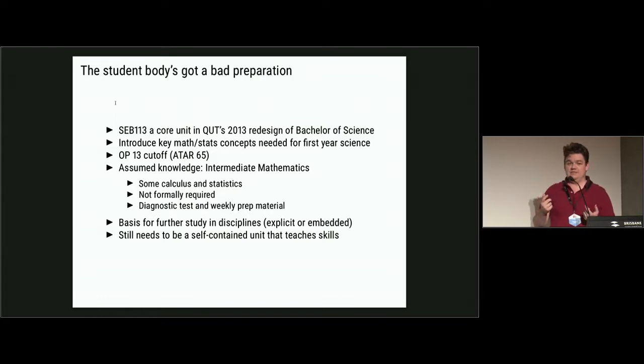So our job here with SEB 113 when the Bachelor of Science was redesigned was to create a unit that would introduce incoming Bachelor of Science students who didn't necessarily have a background in intermediate mathematics to the mathematical and statistical concepts that they'd need to get through the rest of their science degree. So it wasn't let's teach them everything that they need to know right up front, but let's give them enough of an understanding so that when they get to their second and third year units, they can deal with the mathematics that's embedded into those units in a way that they don't freak out or can only ever really surface level understand these things.